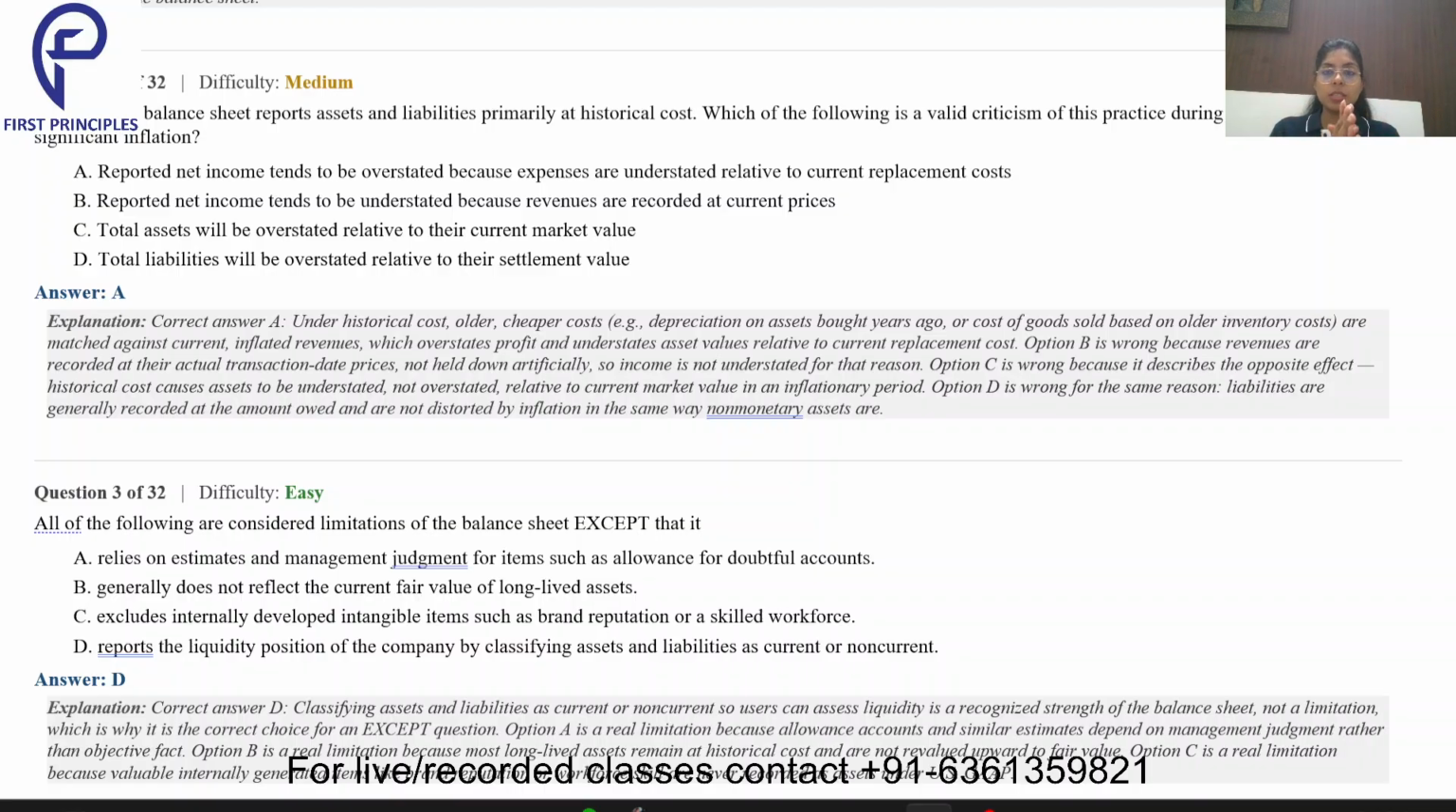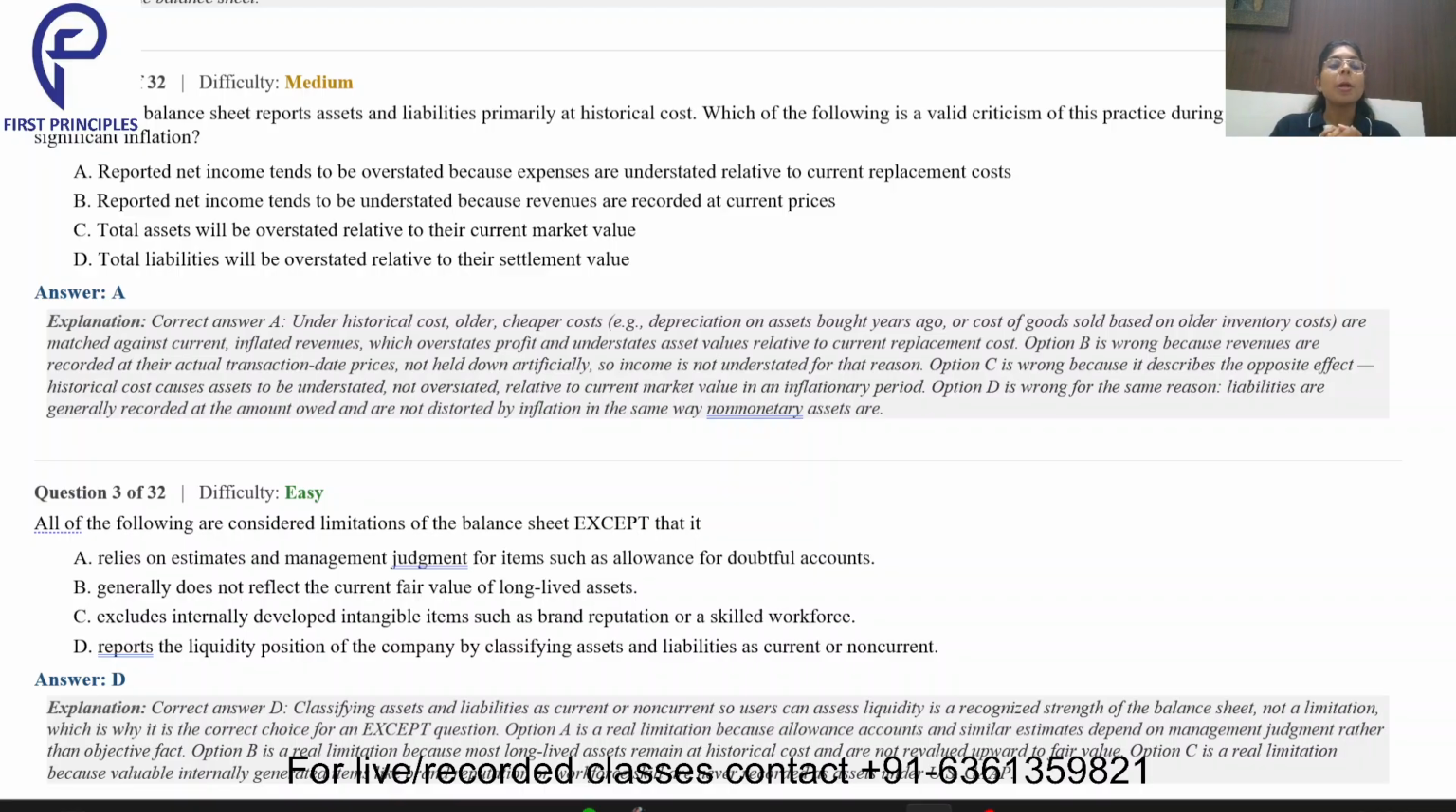So what the question is asking is: since assets and liabilities are reported at historical cost, what is one of the criticisms during a period of inflation, that is, when prices are rising, when we are recording them at historical cost? So what is going to be one of the criticisms? Let us understand each and every option.